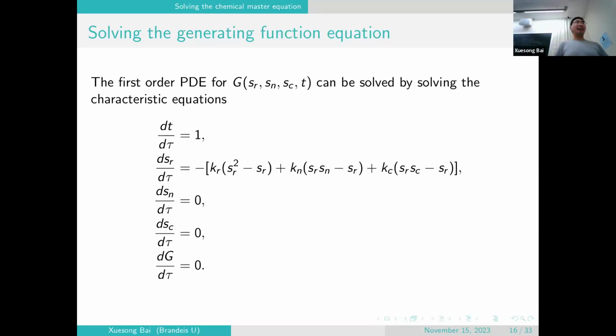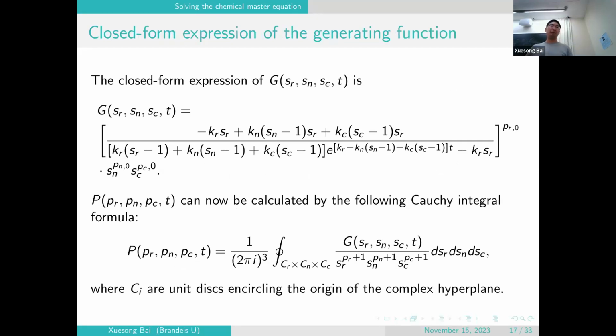So yeah, we can write down the characteristics equations, which are a set of ODEs. Everything else looks pretty simple except for this equation for SR. But unfortunately, this equation is actually solvable analytically using partial fractions. So anyway, everything now is solvable analytically, and we obtain a closed form expression for the generating function. So yeah, again, this looks pretty technical, but the point here is now that we have this expression, we can calculate this joint distribution using this Cauchy integral formula.